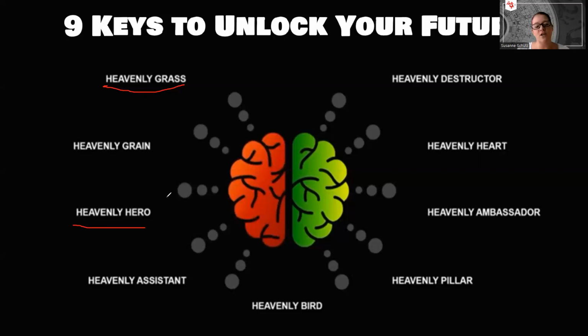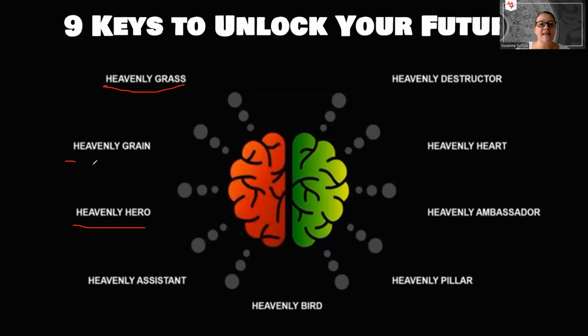Heavenly Hero people are usually quite influential and inspirational because they have this ability to just be, yes, like a hero to other people. So be that, inspire people, and you will actually feel very, very good about yourself.